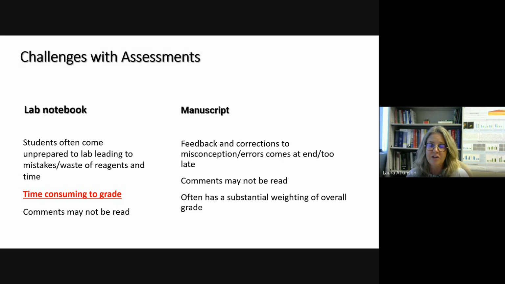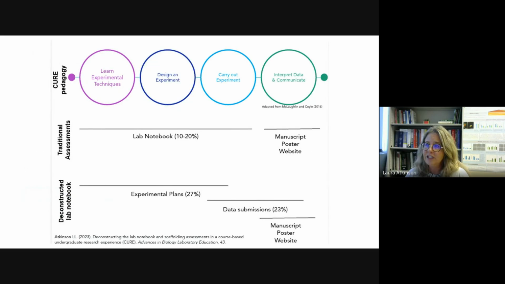And often the manuscript has a substantial weighting of the overall grade, which I think is challenging as well without all that formative feedback. So if we look at this slide, on the top of the slide is the CURE pedagogy, just shown different than the last slide, but the same content. And then the traditional assessments that are often used when we start this process. And then what I did with deconstructing the lab notebook.